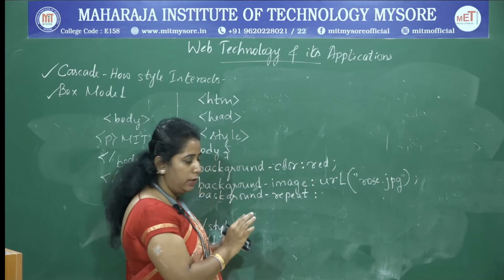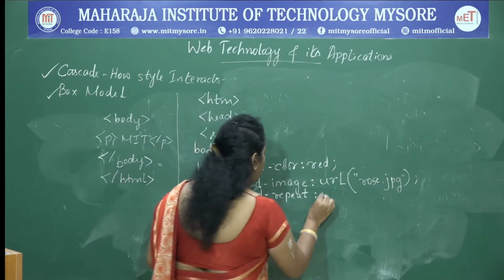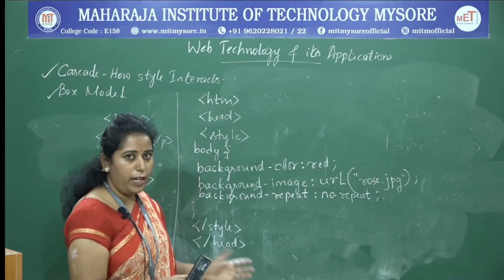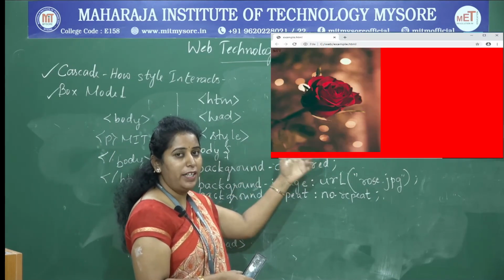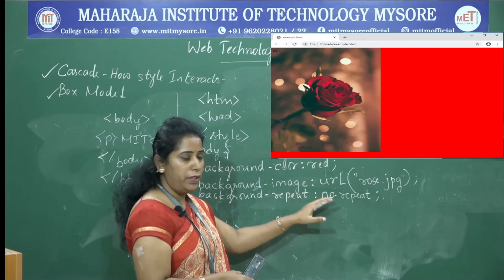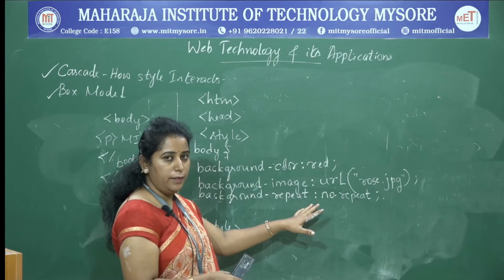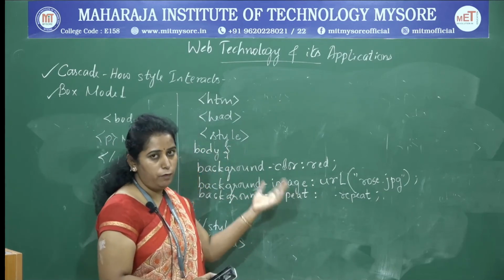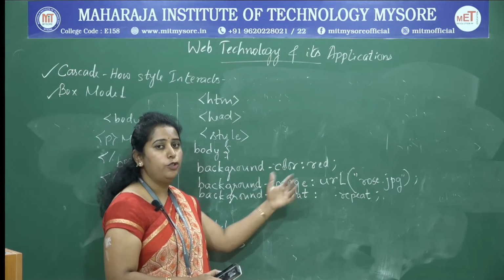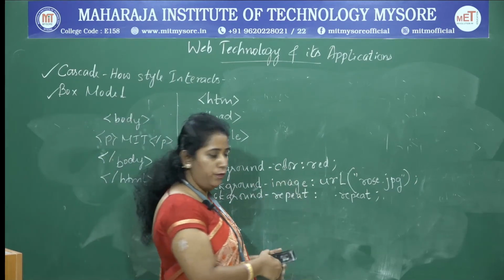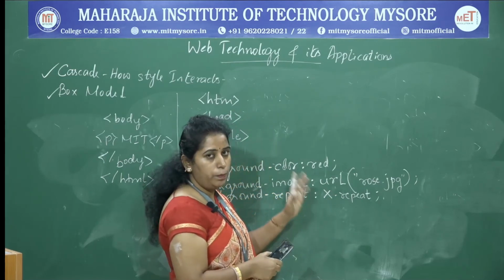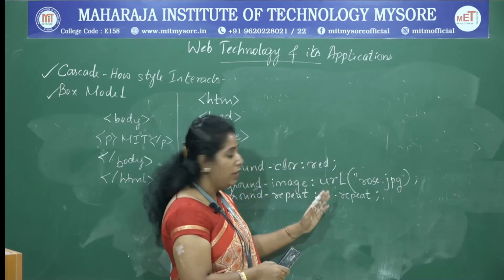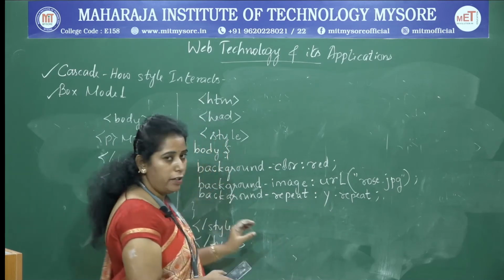If you wish not to repeat again and again, you can set the property no repeat. Now you run the program, you look at the output, the flower has been printed only once in the background, since you have set no repeat. Getting? And also you can have a few more. Background repeat has 4 values: repeat, no repeat, x repeat, which prints along the X axis horizontally, and y repeat, which prints vertically. Okay, so this is all about background repeat.